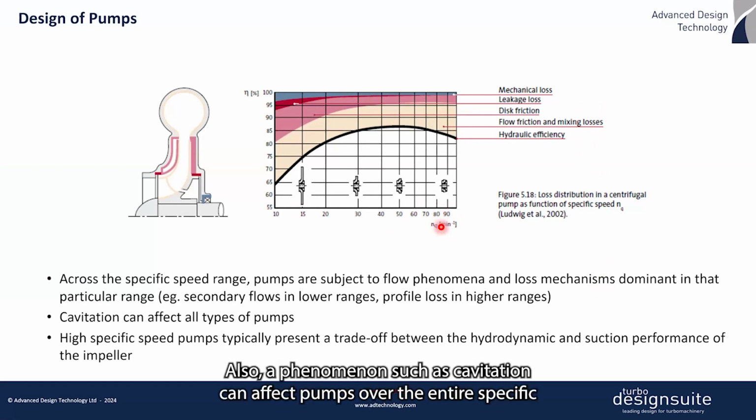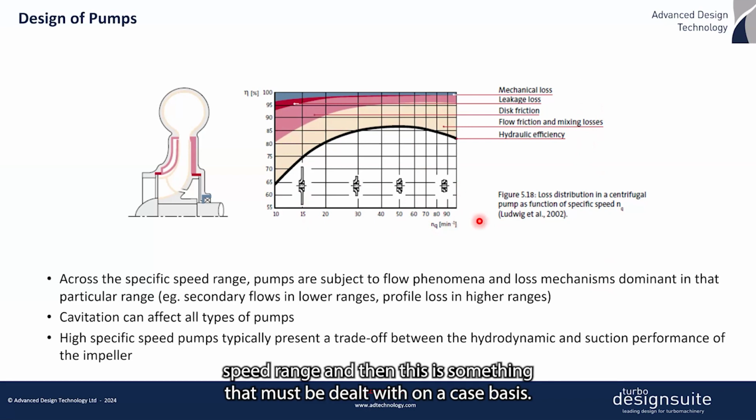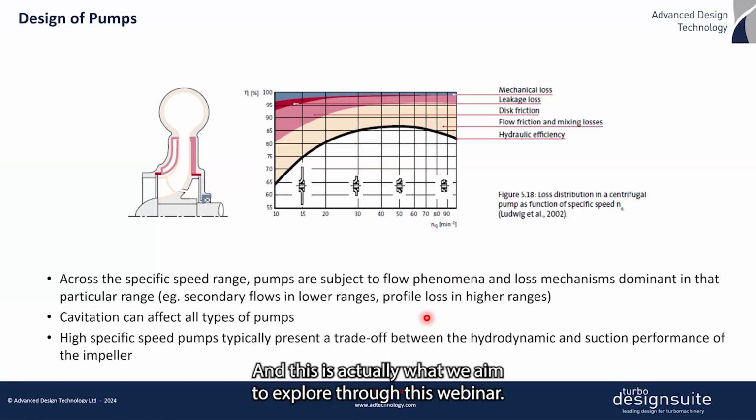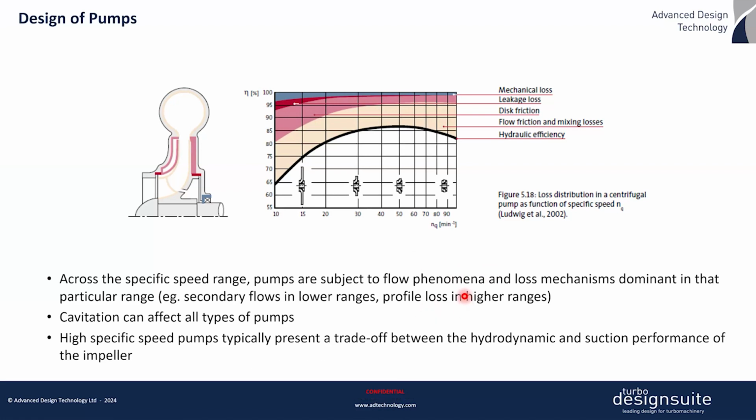Also, a phenomenon such as cavitation can affect pumps over the entire specific speed range, and this is something that must be dealt with on a case basis. And in fact, with inverse design, it's possible to come up with a set of optimal design guidelines based on these fluid dynamic considerations of reducing the dominant losses. And this is actually what we aim to explore through this webinar.